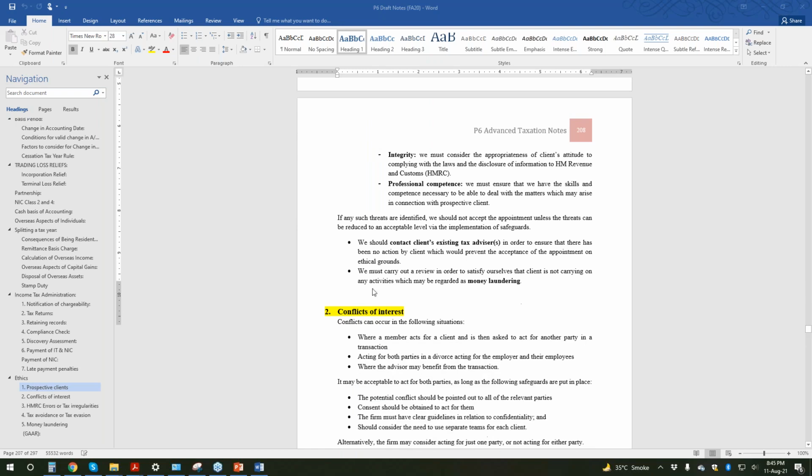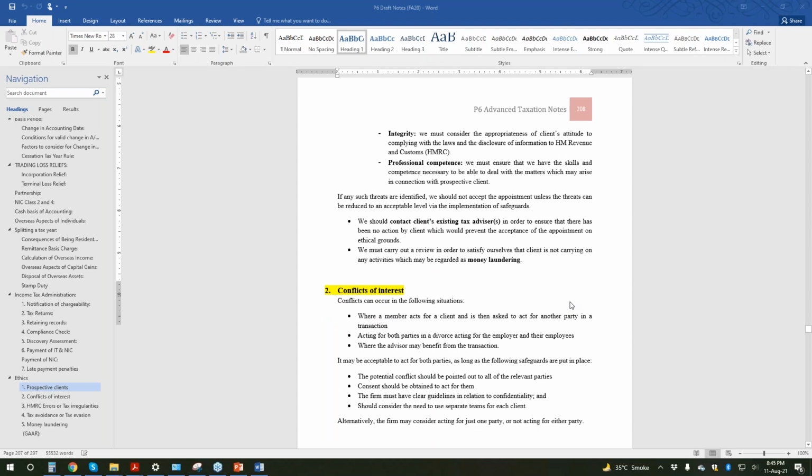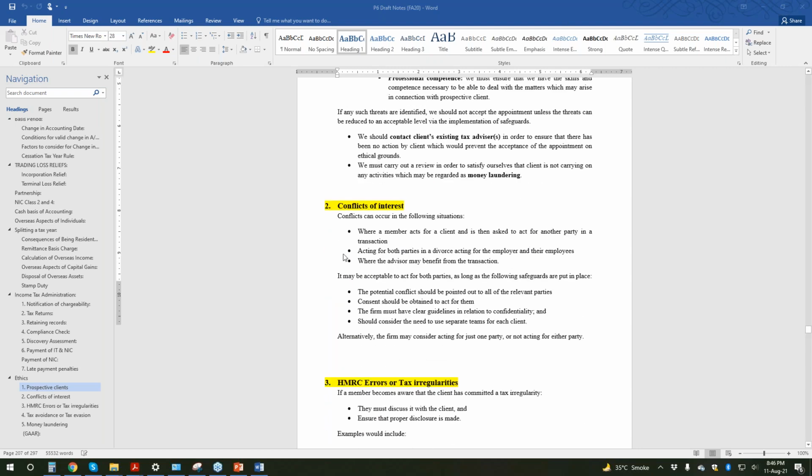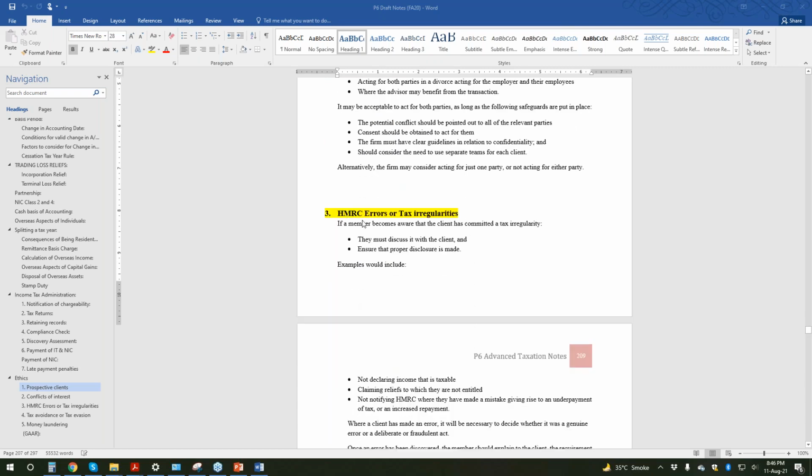Then there is conflict of interest: we might be acting for one company and at the same time acting for their competitors or their partners, which might create a conflict of interest. So we have to make sure, for example, before signing with the other party, that we seek permission and inform both parties, things like that. You can find the complete list in the notes. Then it's HMRC's errors or tax irregularity.